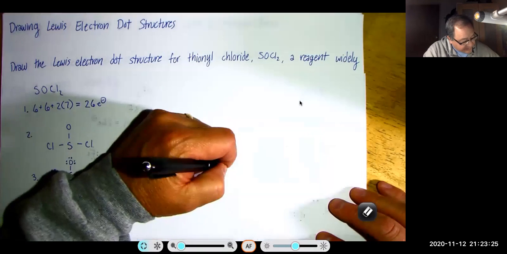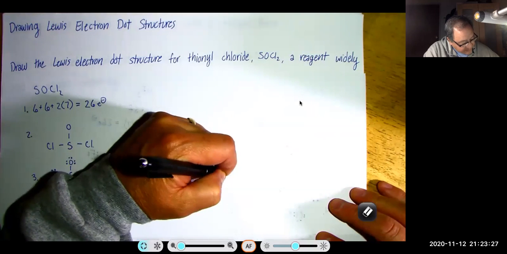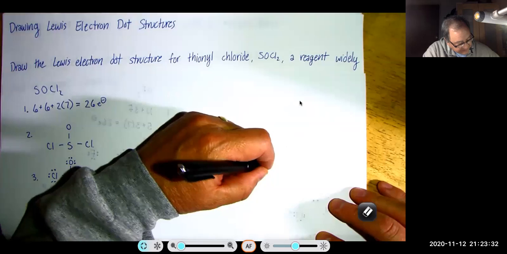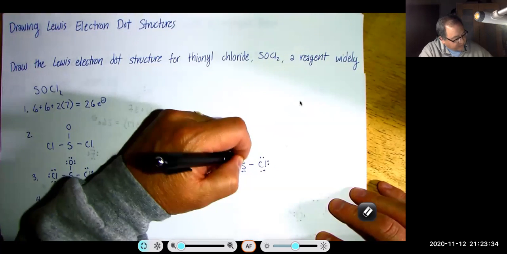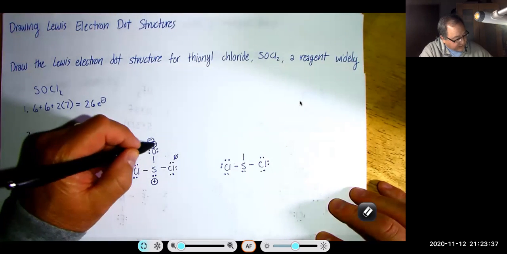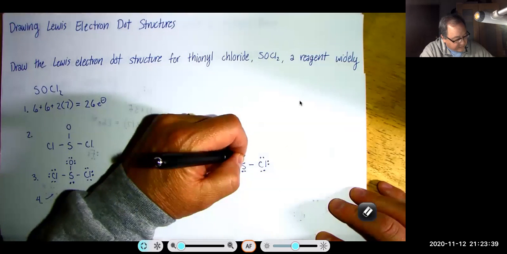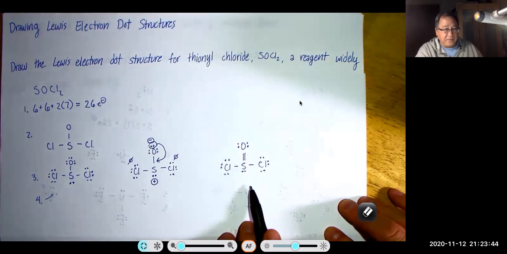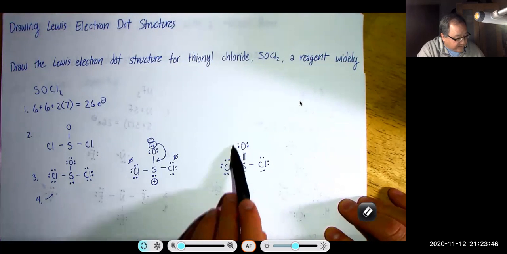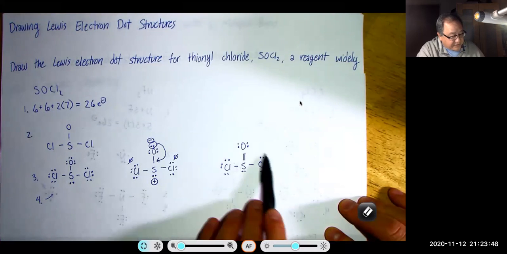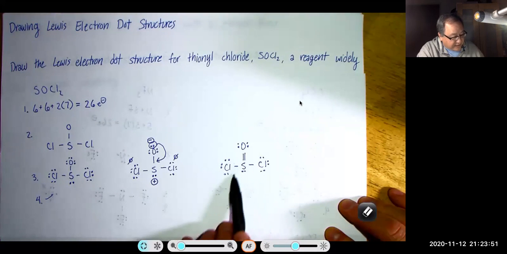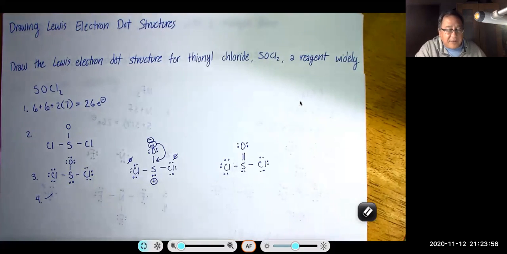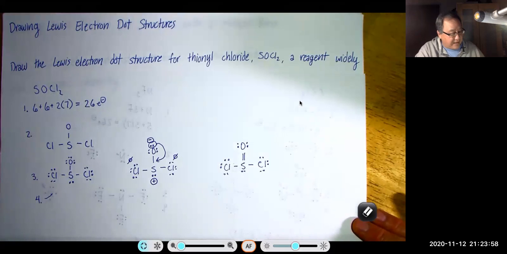But take a look at this. What happens if I do this instead? I'm going to take a lone pair from this oxygen and move them down here and make a bond. So this is what it looks like now. The oxygen still has its octet. The chlorine still has its octet. This chlorine still has its octet. This sulfur now has 10 electrons. Remember, anything in period 3 or greater can have more than 8.